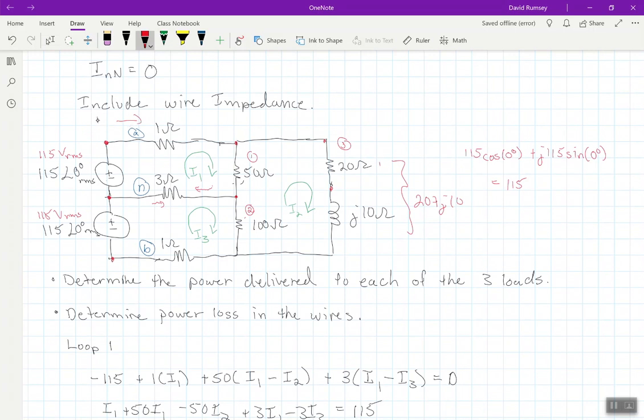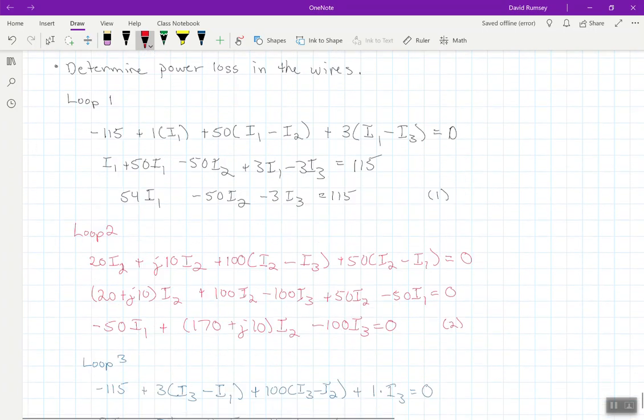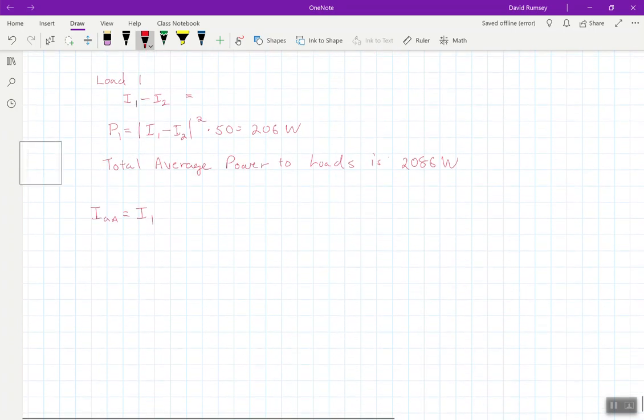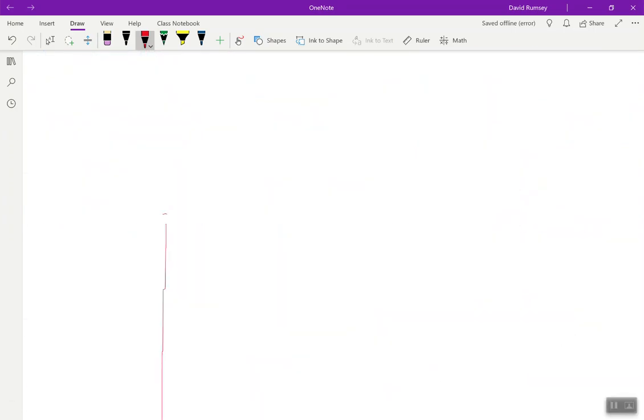This current would be IAA. IBB would be this current, and then that's the neutral current here. So the neutral current would be I3 minus I1 for the neutral current. So IAA is just equal to I1.